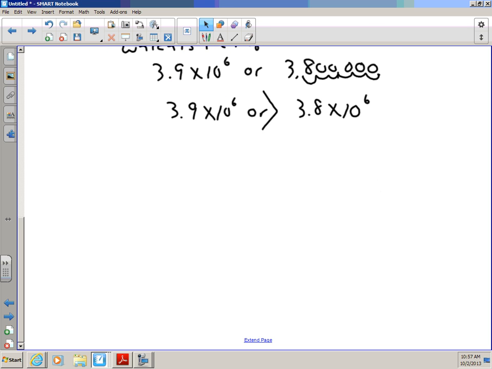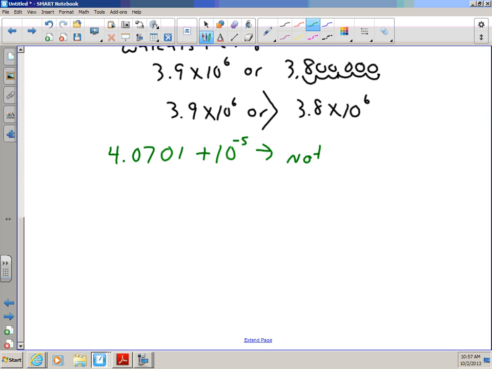I want to just give you a few other examples of common mistakes that are made with scientific notation. 4.0701 plus 10 to the negative fifth. This is not written in scientific notation because it has addition. We need multiplication. It must be multiplication. Okay?